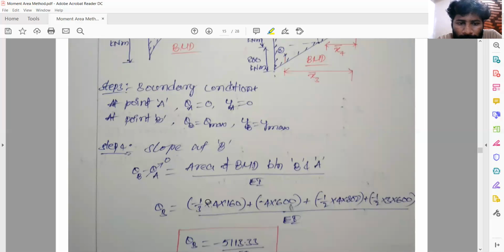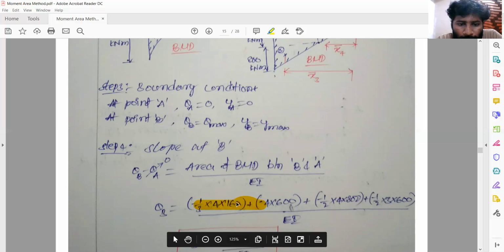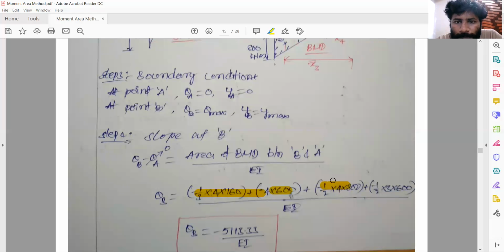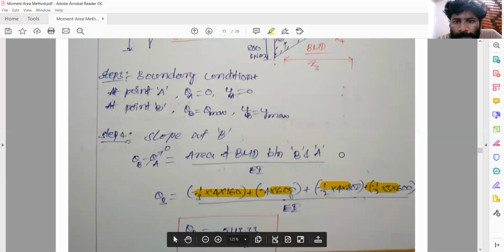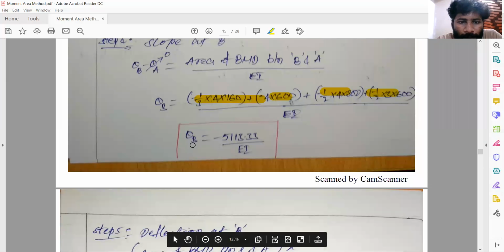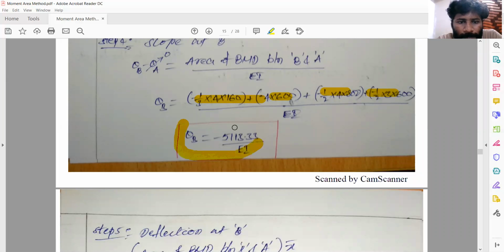We have to consider all the areas. You can see that this is area 1, this is area 2, this is area 3, and this is area 4. All these are bending moment diagrams, divided by EI value is your theta B at the free end.